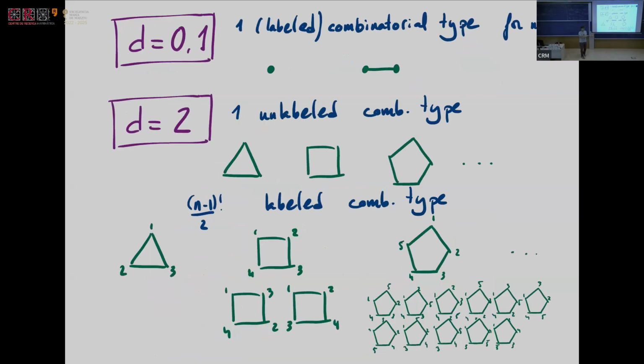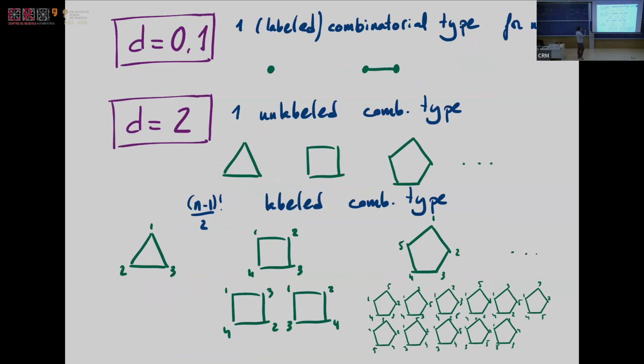So let's start counting, okay? In dimension 0, there's only one polytope, which is a vertex, a point. It has one vertex. In dimension 1, there's only one polytope, which is a segment, which has two vertices.